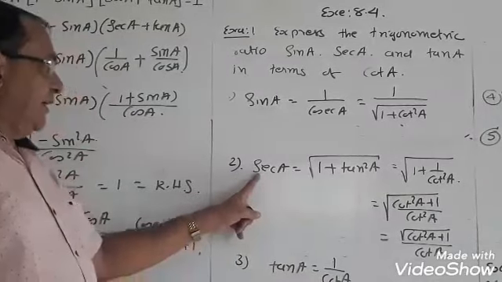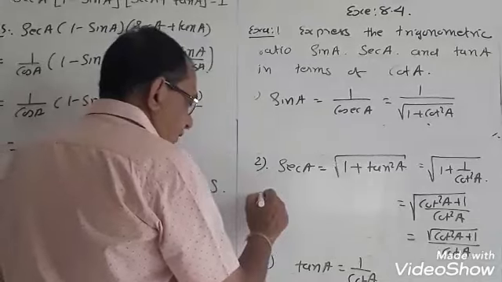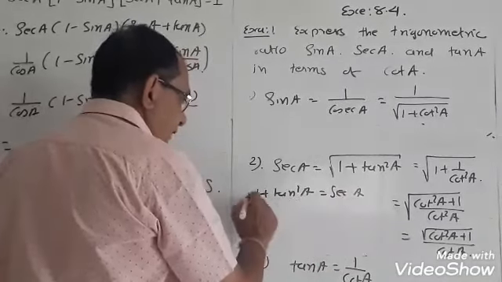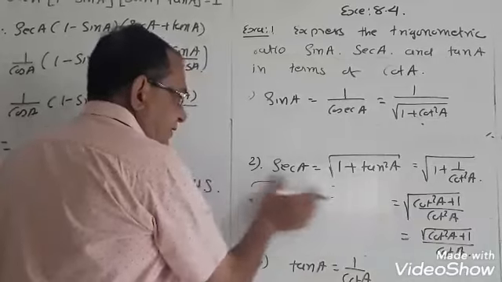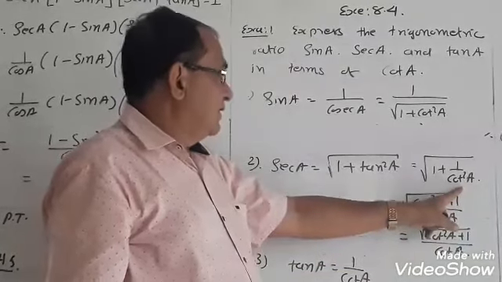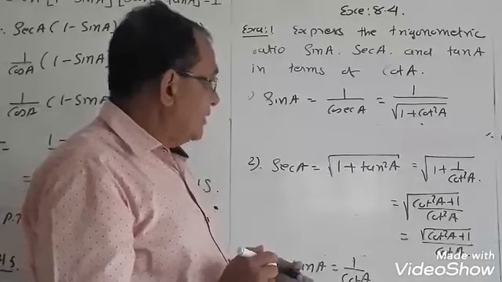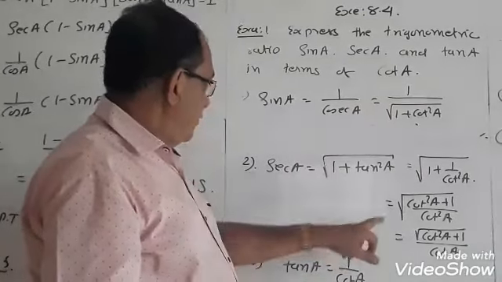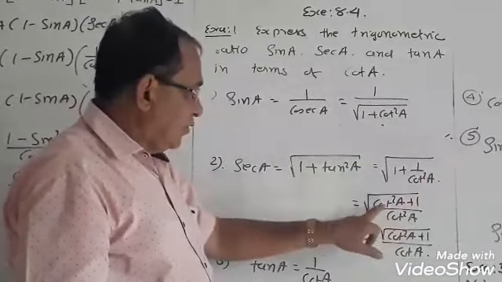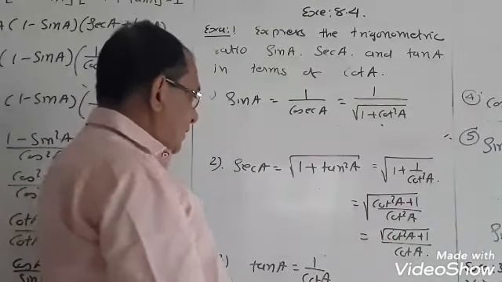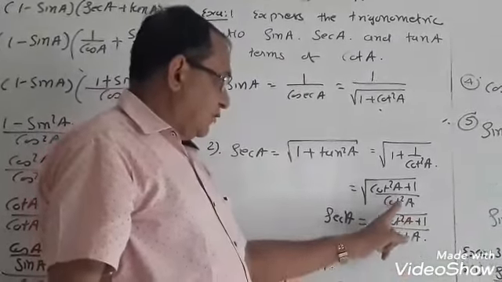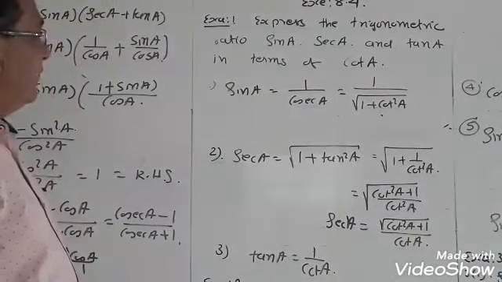Sec square A. 1 plus tan square A is equal to sec square A. Taking the square root on both sides, we will get it. 1 plus tan square A is equal to 1 upon cot square A, because we are going to cot A. Taking the LCM, cot square A plus 1 upon cot square A. Therefore sec A is equal to the square root of cot square A plus 1, over the square root of cot square A, which is cot A.